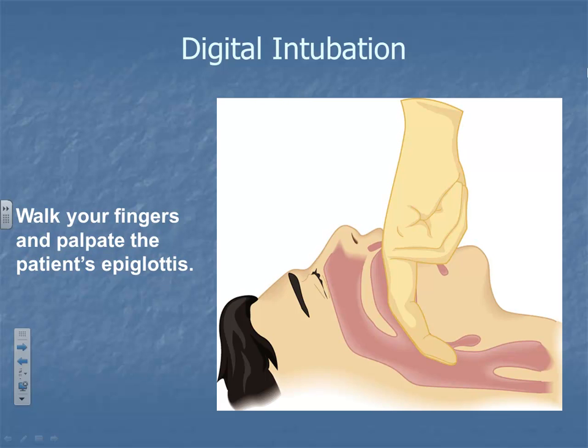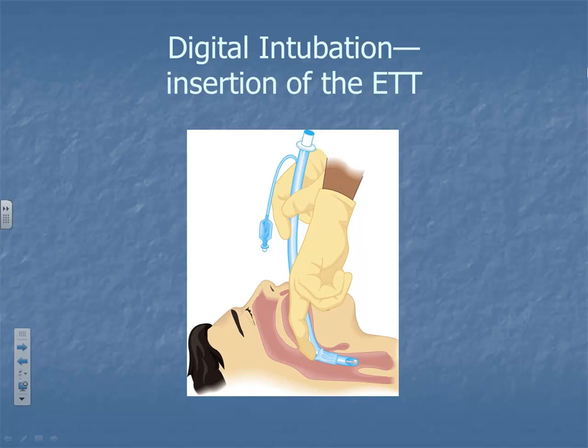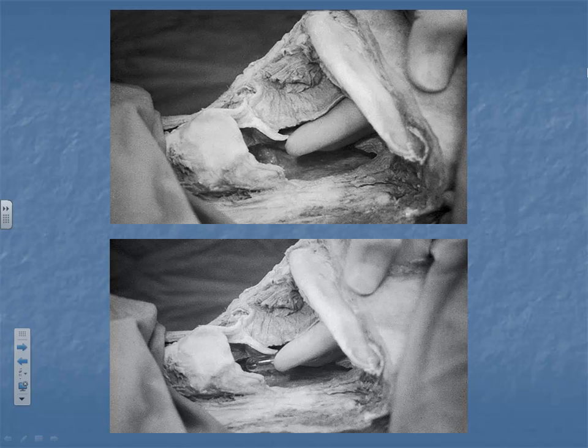But when you walk your fingers down, you'll palpate the epiglottis. Even with your gloves on, you'll know. You can feel it, and just lift it up. Then you insert the tube right next to that finger. It's pretty easy. I know this is gross, but I hate these little side views. Here you can see the epiglottis and the finger coming in. That's a small epiglottis. Lift that up, and you slide that tube right through there.